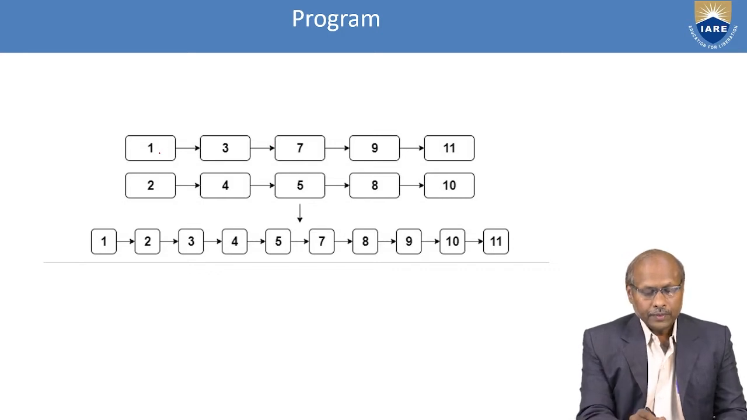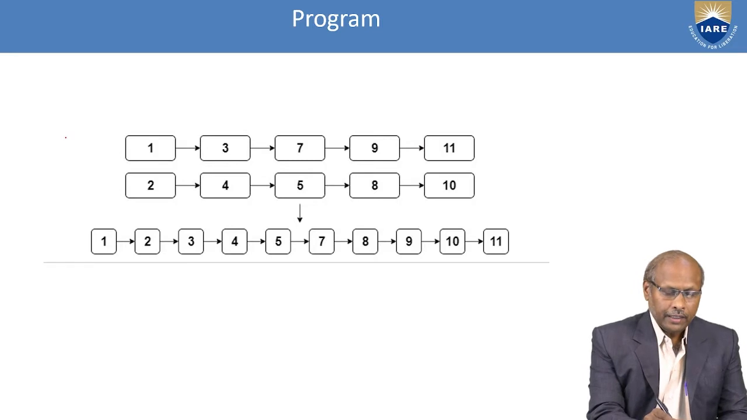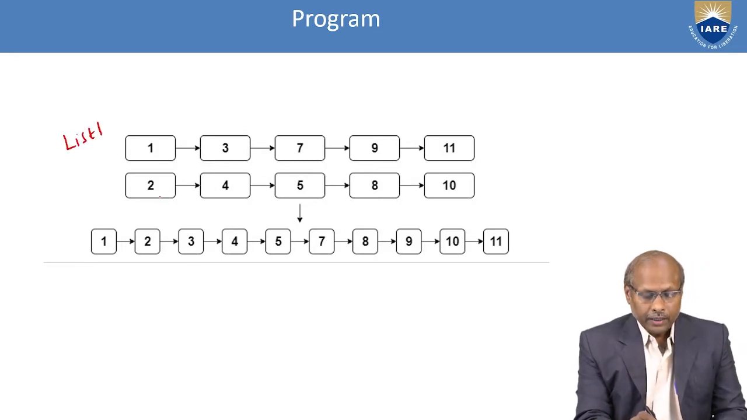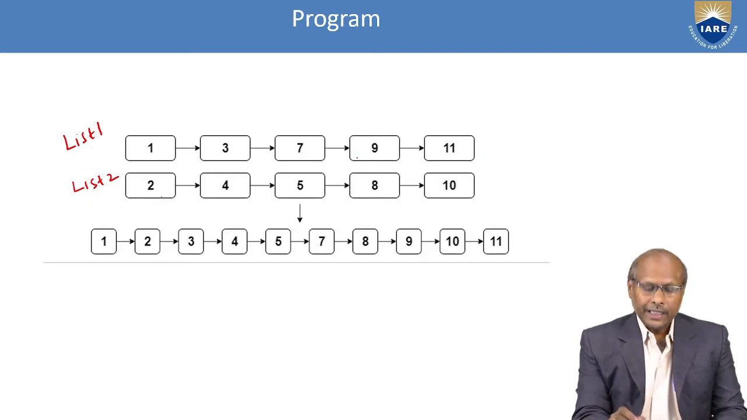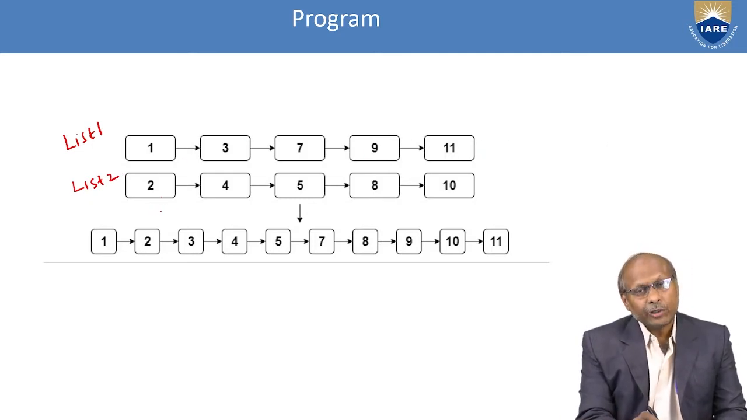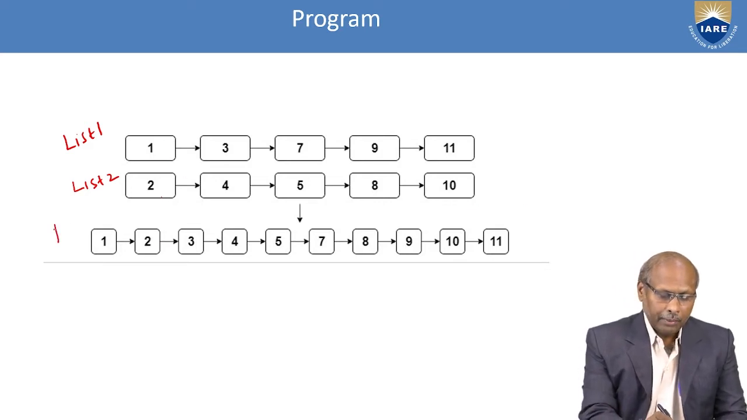Now please observe here. 1, 3, 7, 9, 8. This is my list 1. Similarly, 2, 4, 5, 8, 10. This is my list 2. Now if you observe here, the first list is in sorted order. The second list is also in sorted order. So after merging, I will get my merged list.